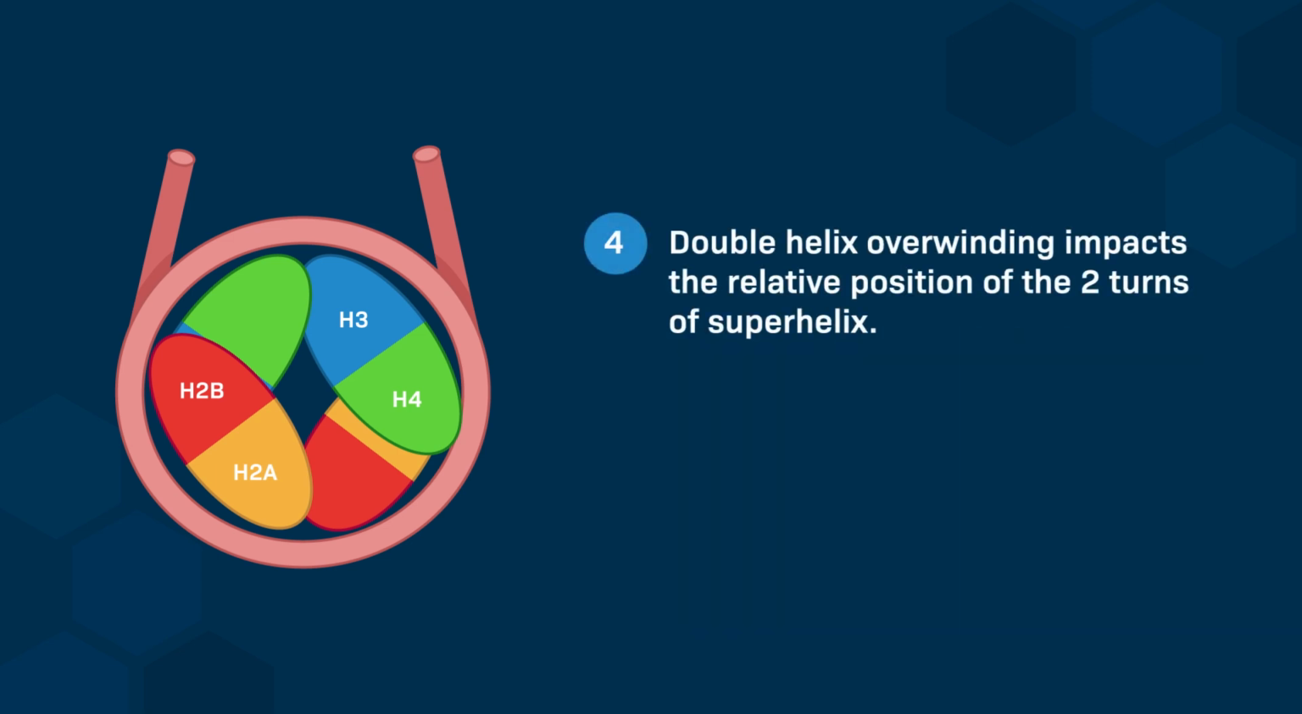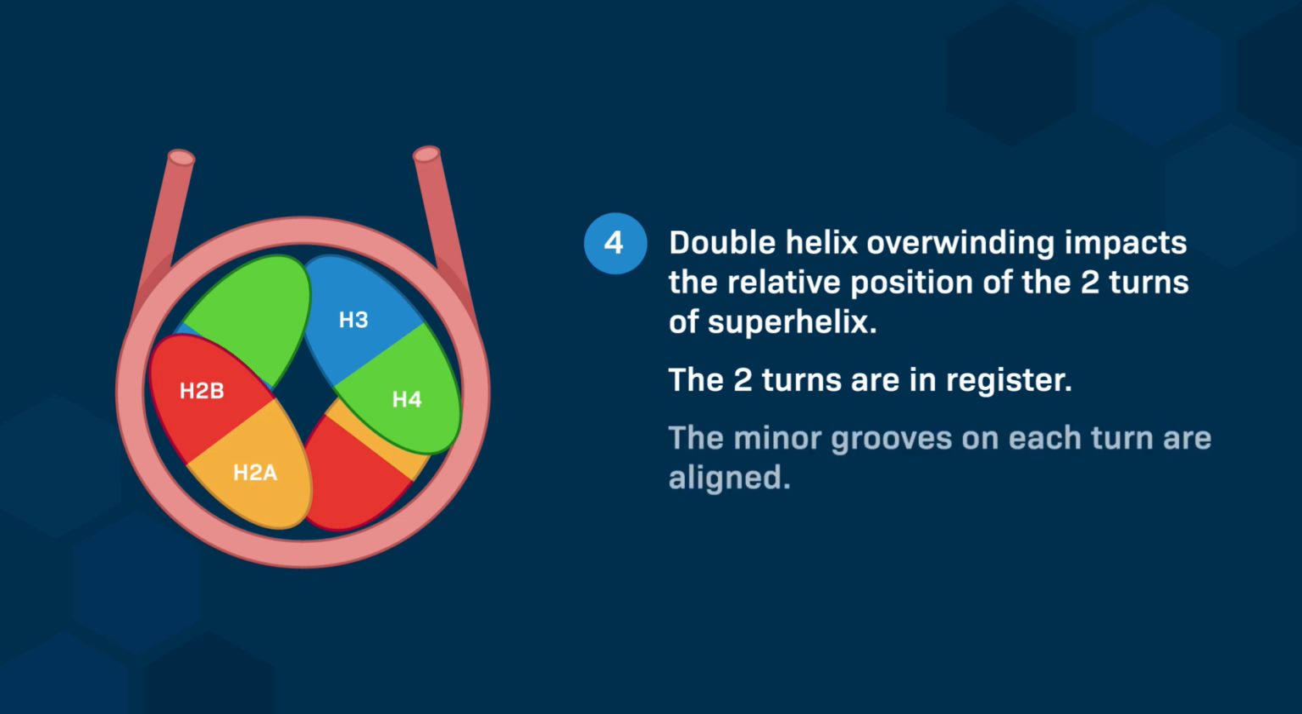The fourth feature of such interactions is that the overwinding of the DNA double helix impacts the relative position of the 2 turns of the superhelix. The 2 turns are said to be in register, which means that the minor grooves on each turn are aligned and form channels. Through these channels, the unstructured N-terminal tails can exit for the histone H3 and H2B.